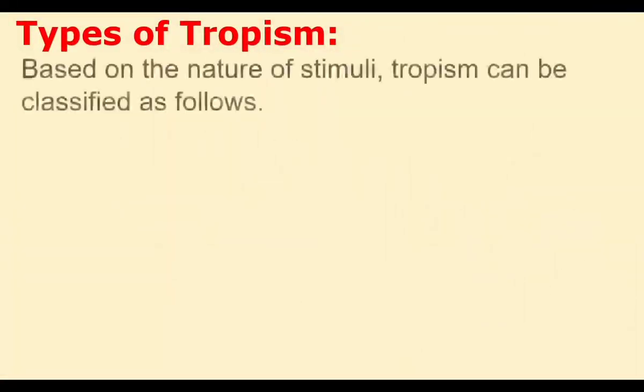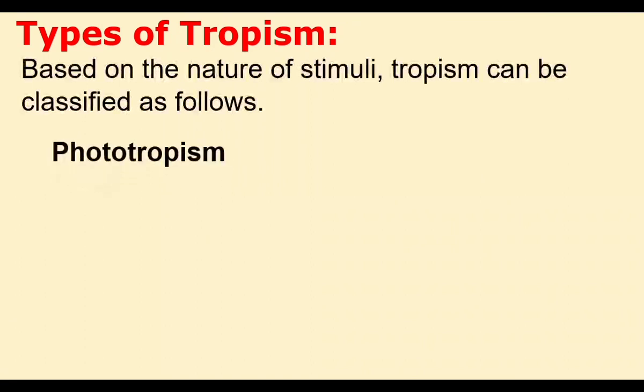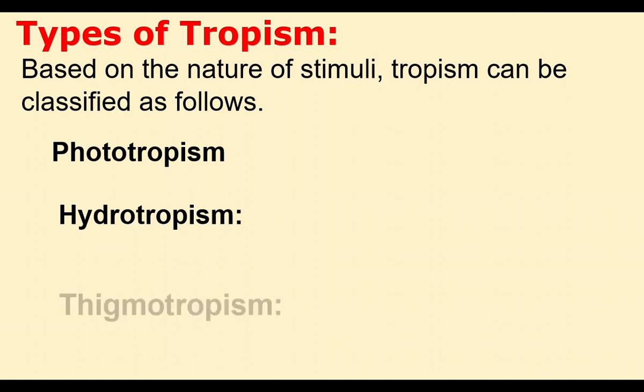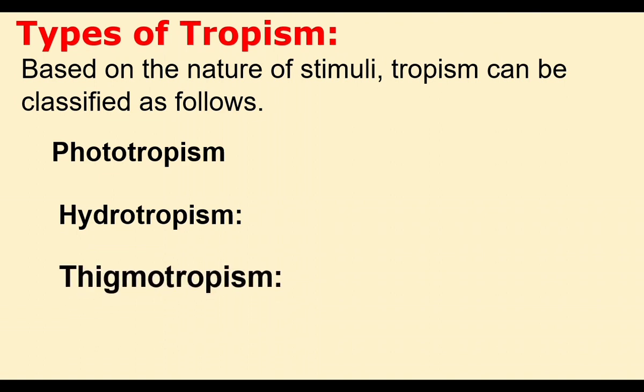Let us see the types of tropism. Based on the nature of stimuli, tropism can be classified as follows. If the stimulus is light, it is called phototropism. If the stimulus is water, the tropism is hydrotropism. If the stimulus is touch, the tropism is thigmotropism. If the stimulus is chemical, the type of tropism is chemotropism.